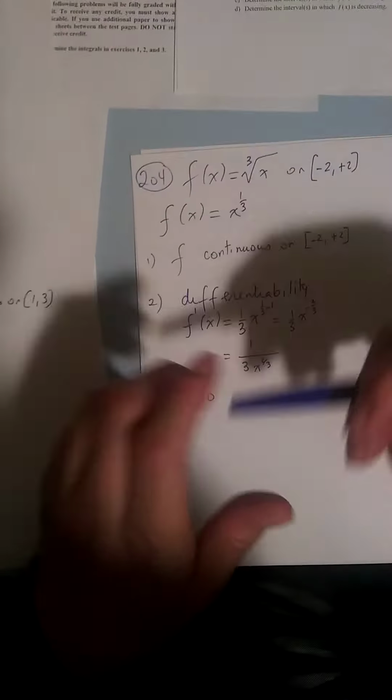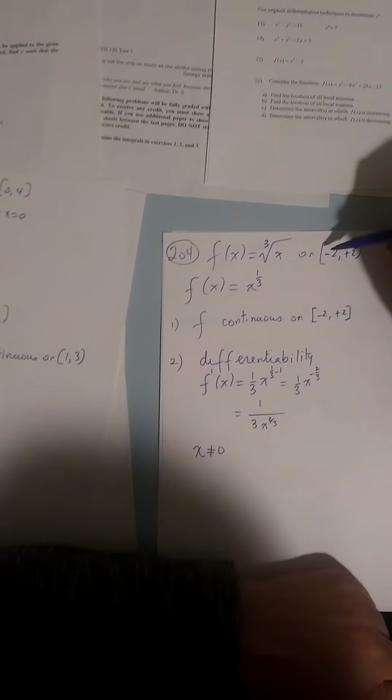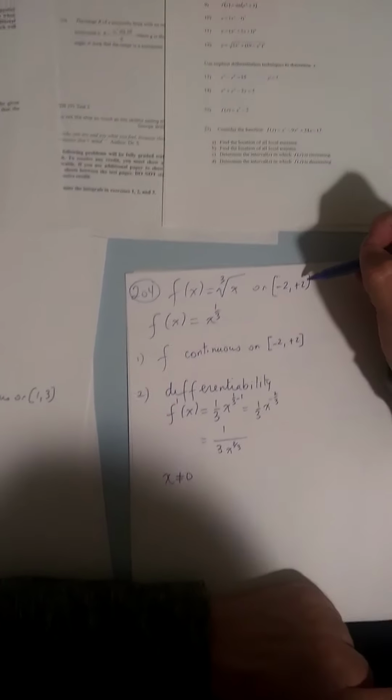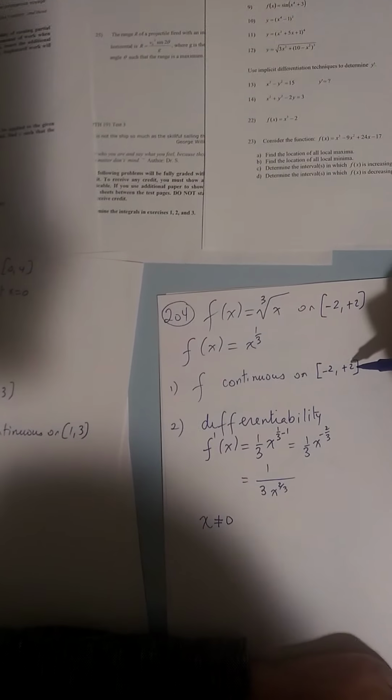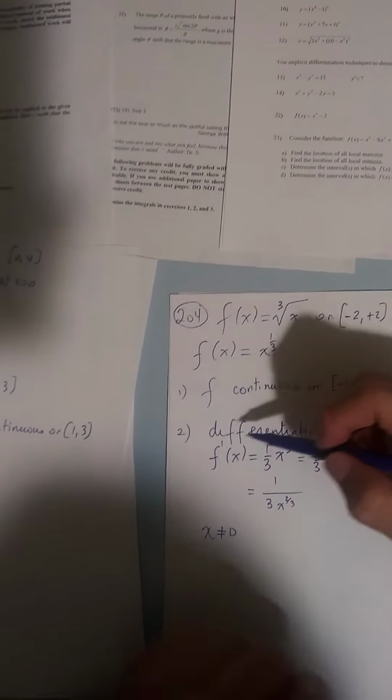204. f of x equals cubic root of x on the interval -2 to 2. Cubic root of x can be written as x to the power 1/3. Okay, x to the power 1/3 is a cubic root, so it's continuous even for negative numbers. It's continuous on the interval -2 to 2. For the differentiability, we need to differentiate it and see.